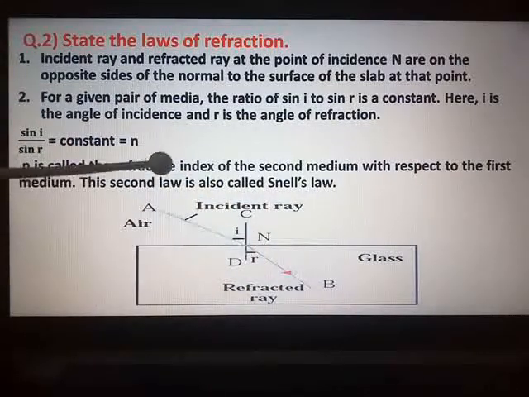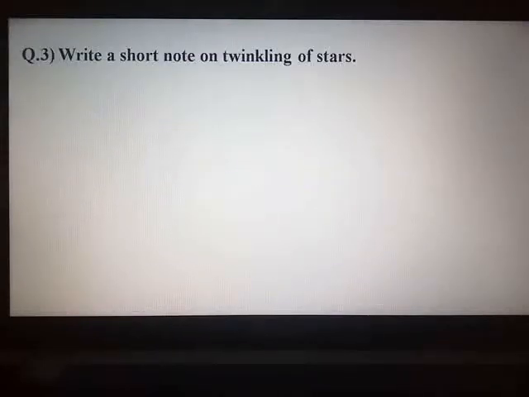This second law is also called Snell's law. They can also ask you state Snell's law. So there you have to elaborate it with the help of second point. I hope all of you have marked question number 2, laws of refraction. Let us move towards the next additional question. It is a short note.